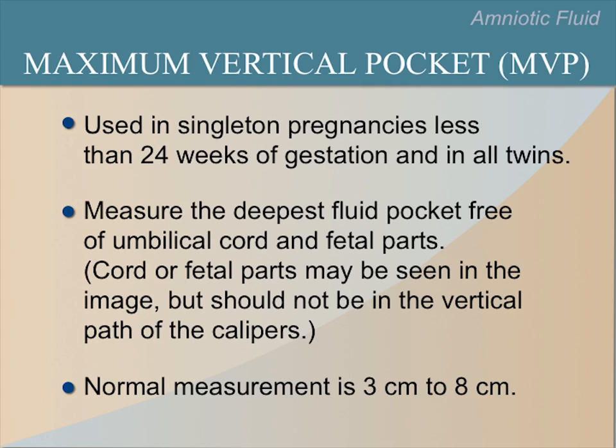If there are twins, we measure the largest pocket for each twin. Measure the deepest fluid pocket free of umbilical cord and fetal parts. Note that cord or fetal parts may be seen in the image, but should not be in the vertical path of the calipers. A normal MVP measurement is between 3 and 8 centimeters.